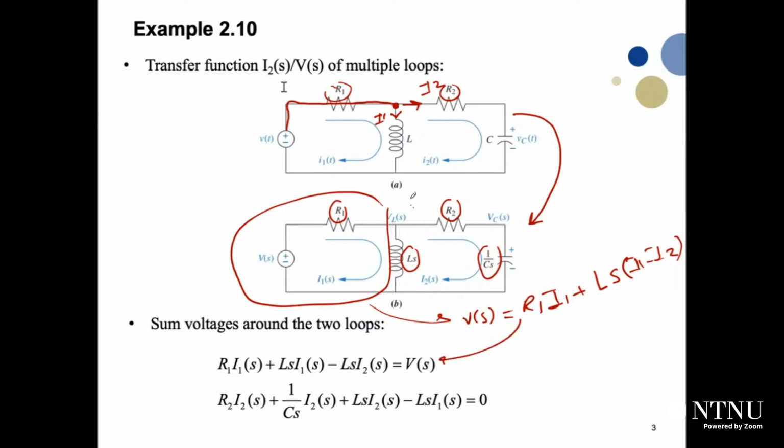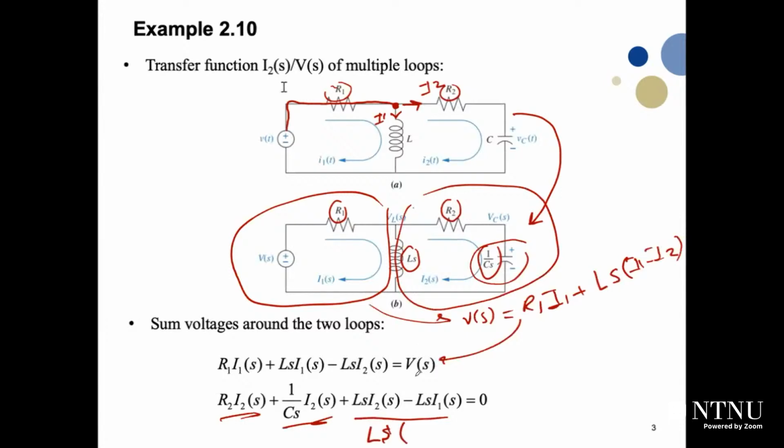And for the second loop, it will be the same, but we don't have a source here, in fact, right? So in this case, we are starting maybe from R2. So it will be R2 multiplied by I2, plus 1 divided by CS multiplied by I2, which is the voltage drop across C, plus LS multiplied by I2 minus I1. And in fact, this summation equals 0 because in the second loop, we don't have any source.